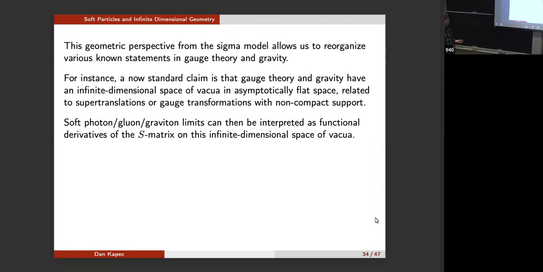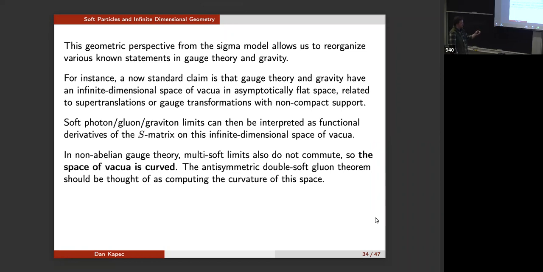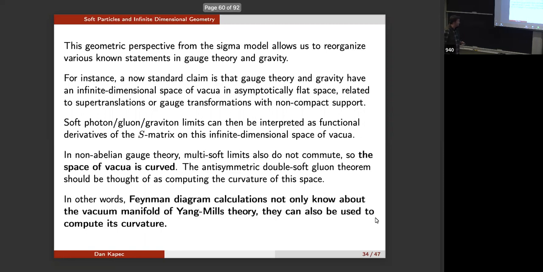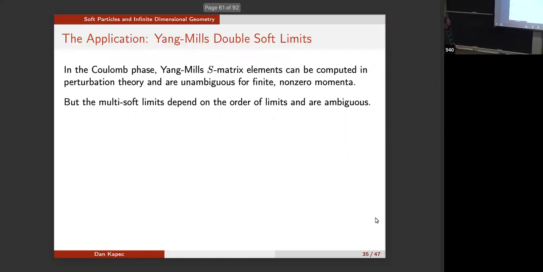Okay? That idea is kind of already implicit in the statement that the soft graviton theorem was the Ward identity for the BMS group. But it's not really been phrased in this language, and because it wasn't phrased in this language, the non-abelian gauge theory case confused people for a long time, but I think now it's clear what's going on. Because in non-abelian gauge theory, the multi-soft limits do not commute, just like in the generic nonlinear sigma model case. And in this language, what that means is just that the space of vacua in non-abelian gauge theory in the Coulomb phase is curved. The antisymmetric double soft gluon theorem can just be thought of as computing that curvature. It's just two anti-symmetrized infinitesimal deformations in the space of these vacua. And so in other words, the Feynman diagram calculations not only know about this space of vacua, which some people are skeptical about, but you can actually use them to compute this curvature.